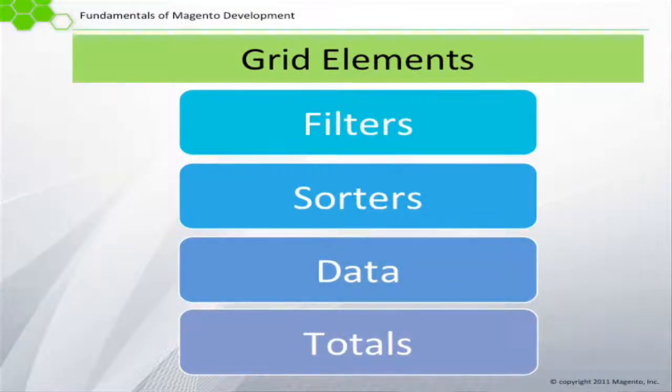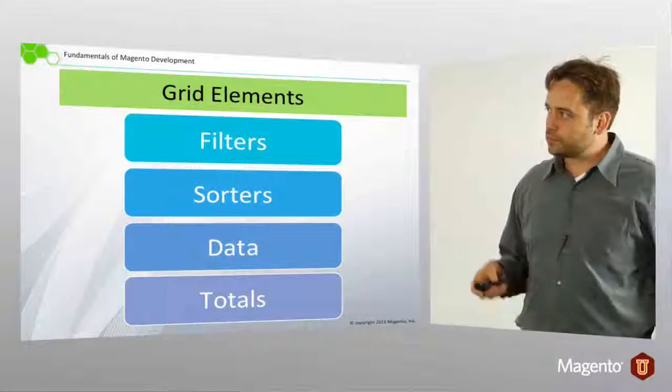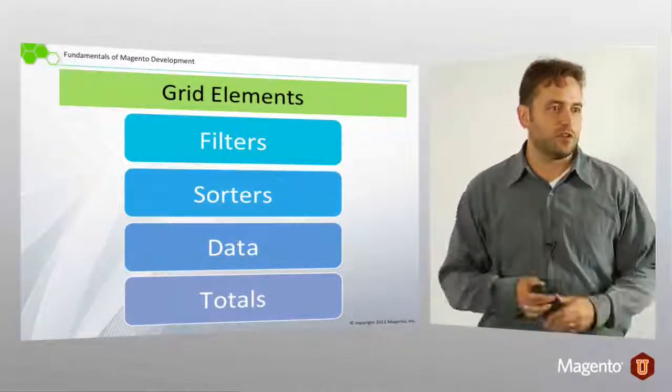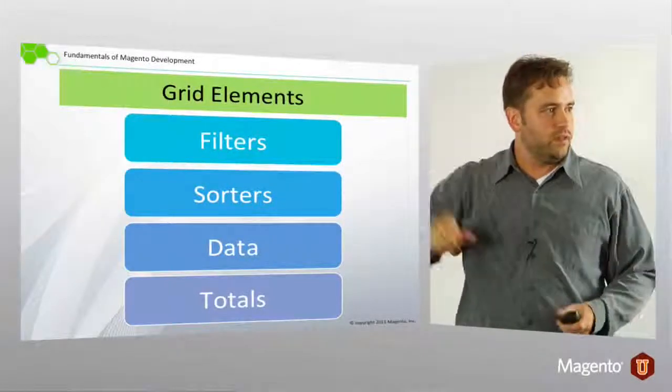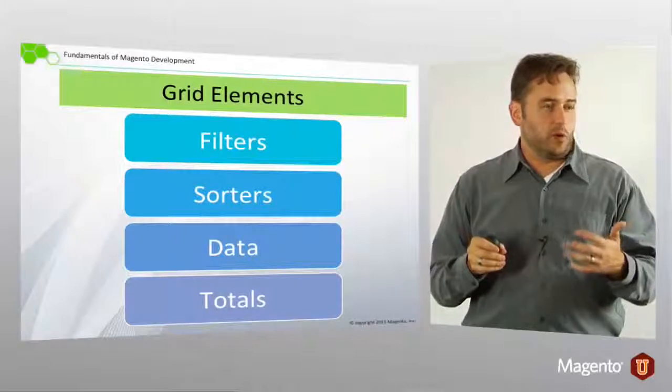Now, let's jump over to grids for a second. If you're looking at, for example, the Manage Product screen, that first view is a grid. And grids have a few components to them. The filters are the things at the top of the grid that you can use to filter the result set with which you're working.